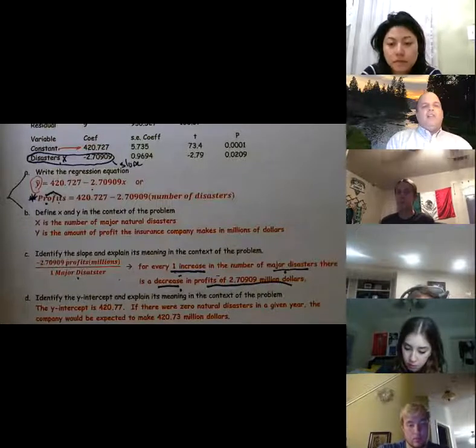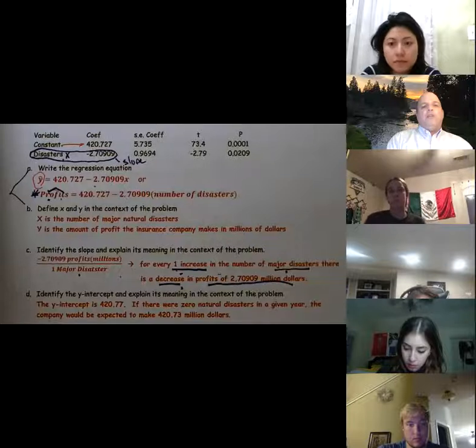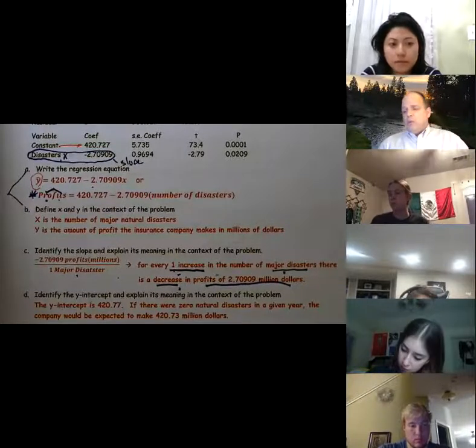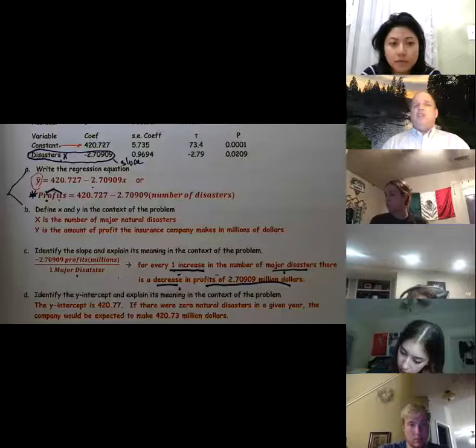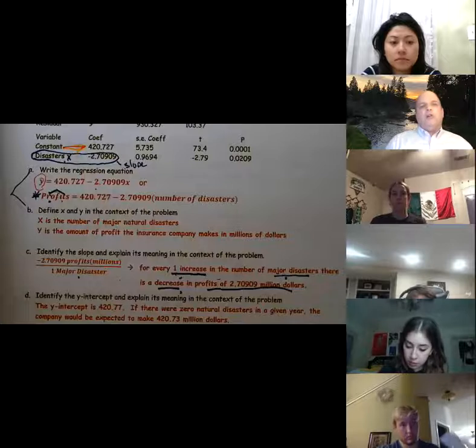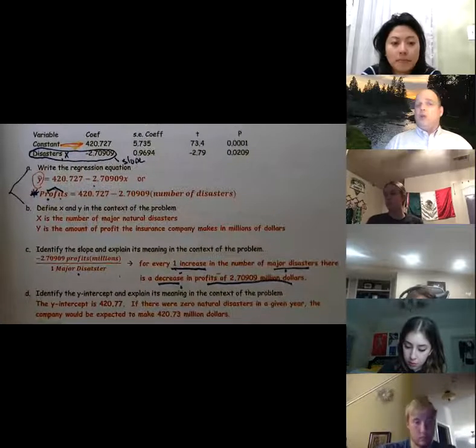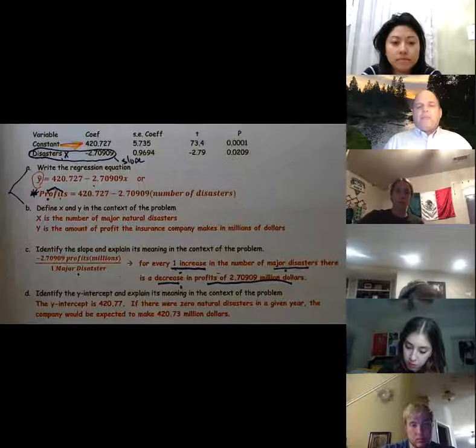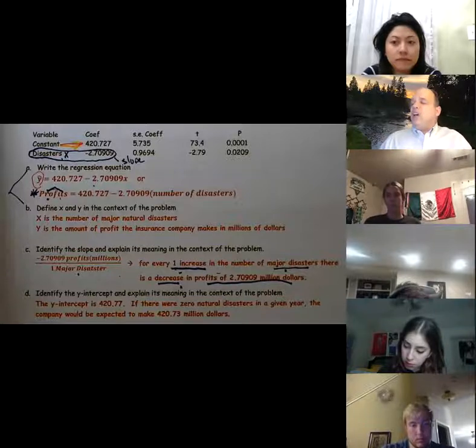All right, the next thing, it says identify the y-intercept and explain the meaning in context of the problem. I'll be perfectly honest with you, the y-intercept doesn't always make sense. But first off, we identified it as being directly across from the constant. It always will be. So our y-intercept is this. So we stated it. And this time it actually makes sense.